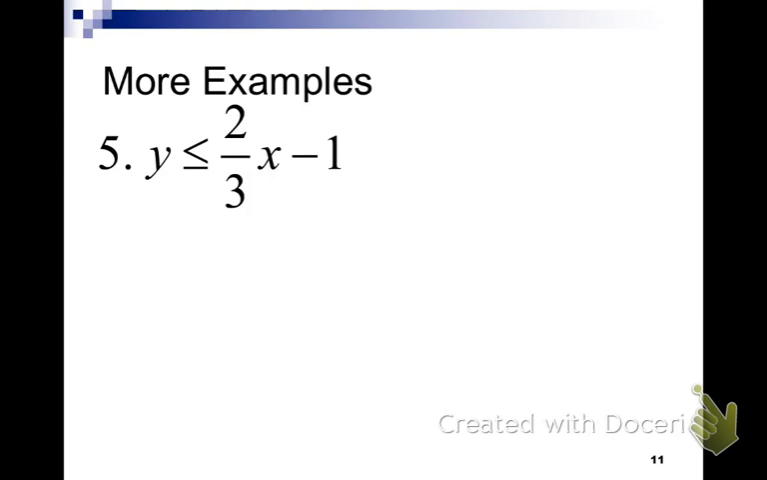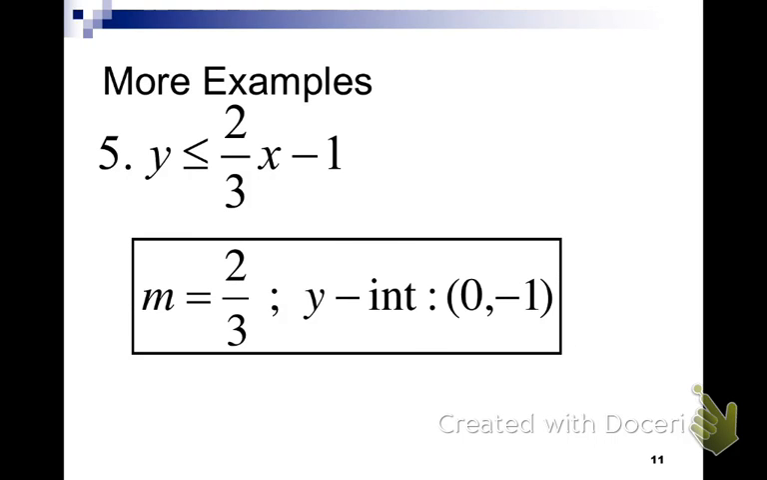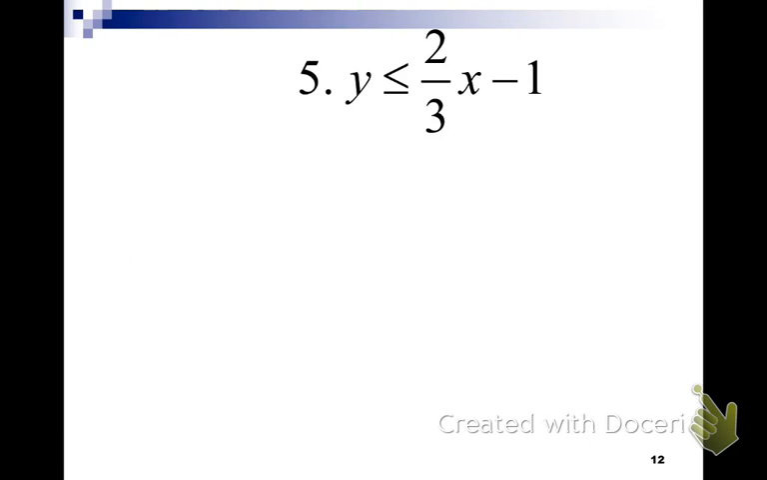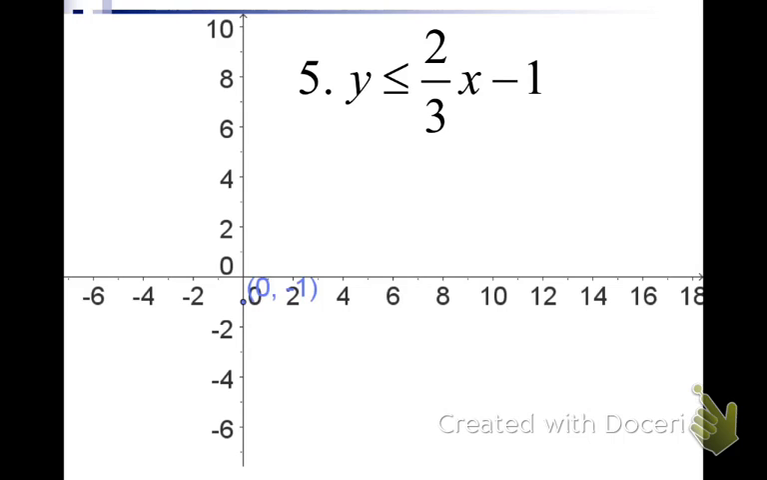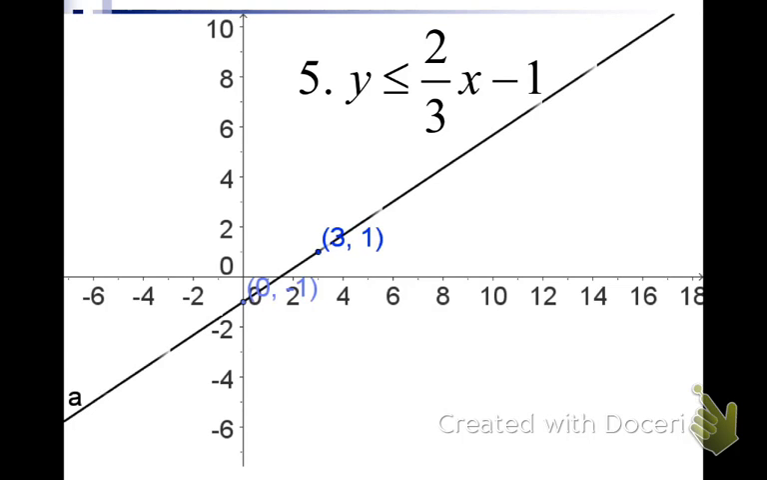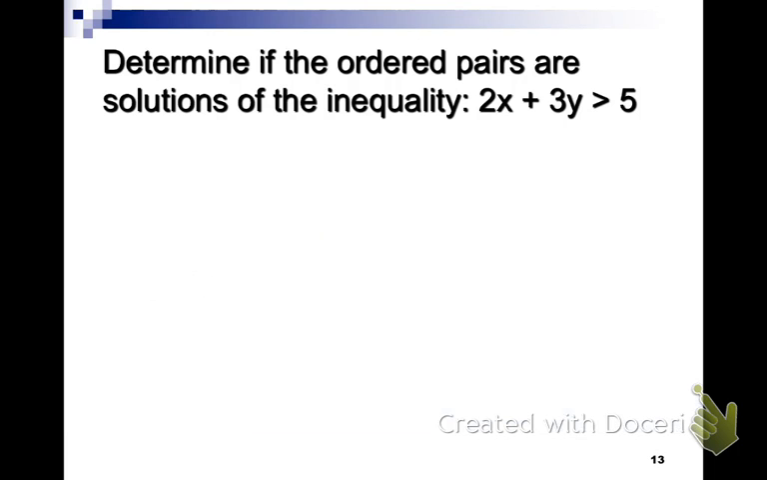So, 2/3, y is less than or equal to 2/3 x minus 1. 2/3 is my slope, negative 1 is my y-intercept. So, plot my point at negative 1. I'm going to go up 2 over 1. It will be a solid line. So, plot my points. Now, it is below. So again, it is below my y-intercept. It is below that negative 1. So it's going to be everything with negative 2, negative 4, and so on and so forth. Shade below my line and go from there.